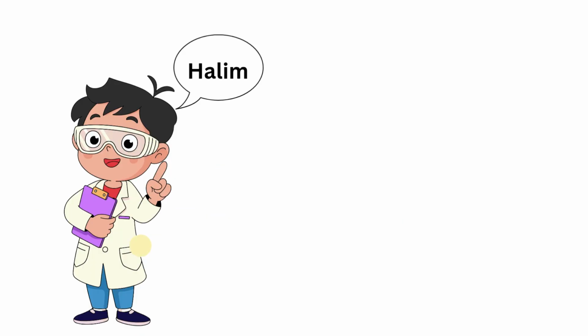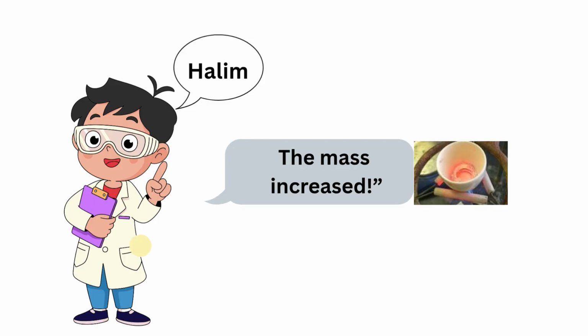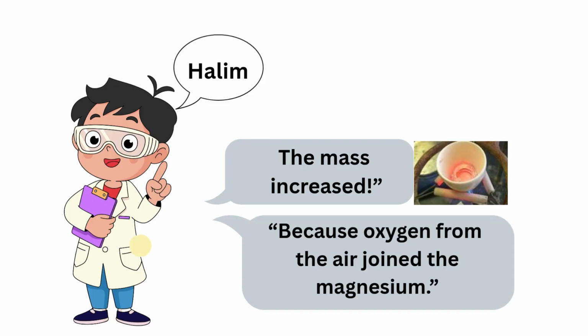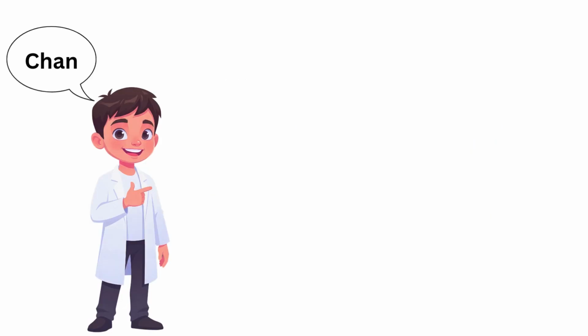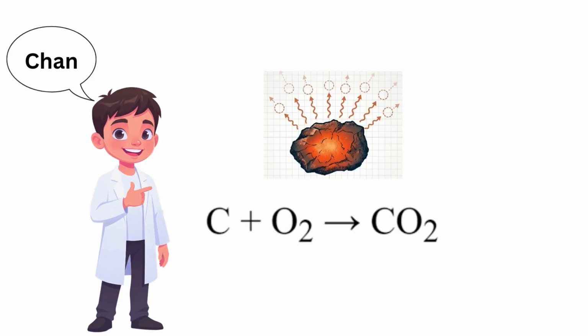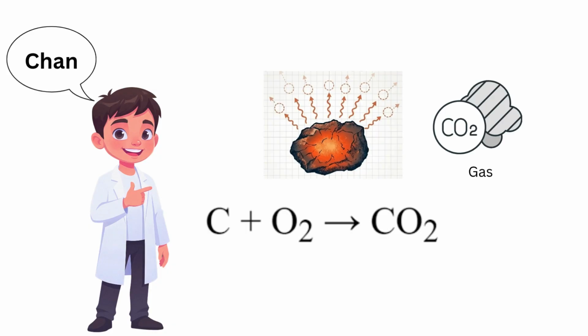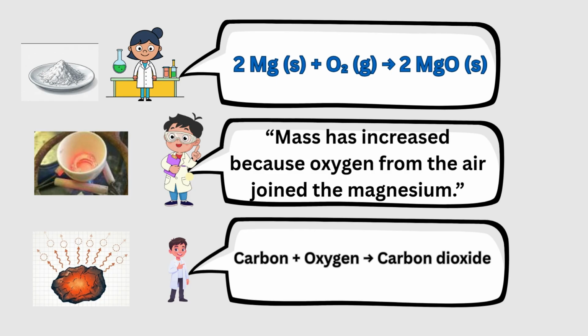And from Halim, we learned that the mass can increase after burning because the oxygen from the air combines with the metal, which supports the idea of conservation of mass. And from Jan, we learned that when carbon burns, it forms an invisible gas, carbon dioxide. So sometimes the product of combustion cannot be seen, but we know it is there from the reaction.